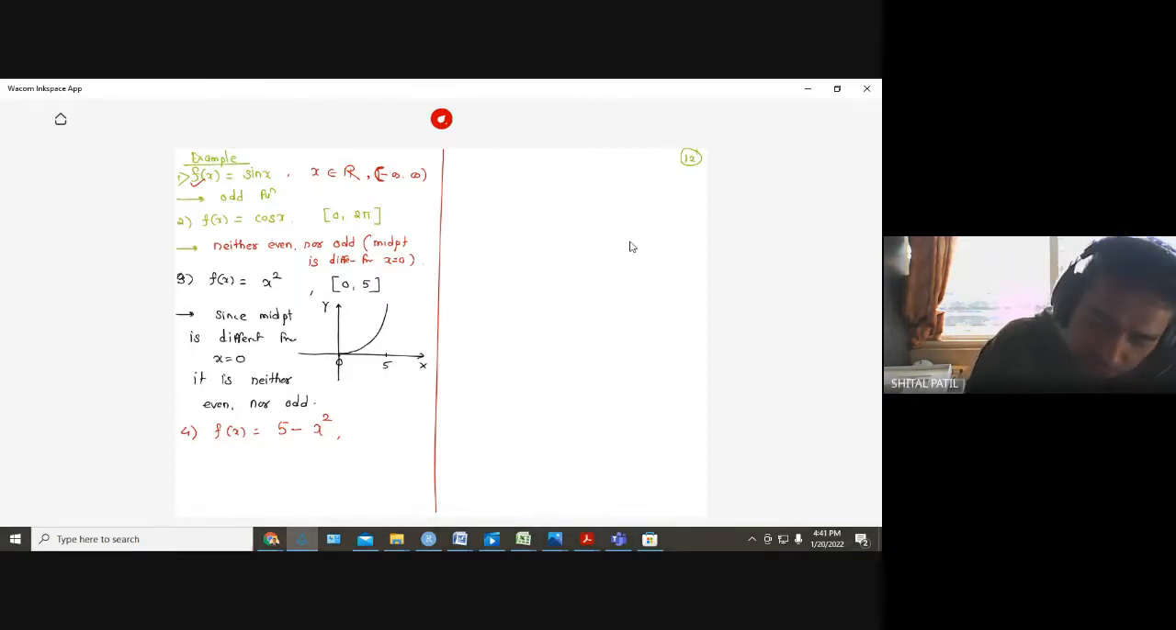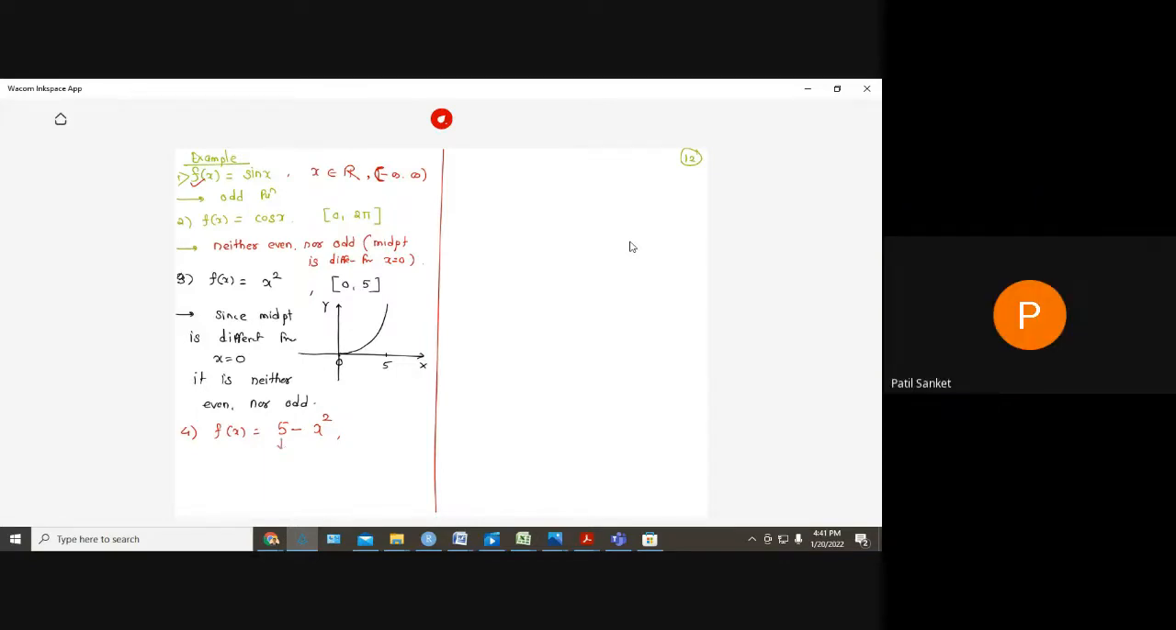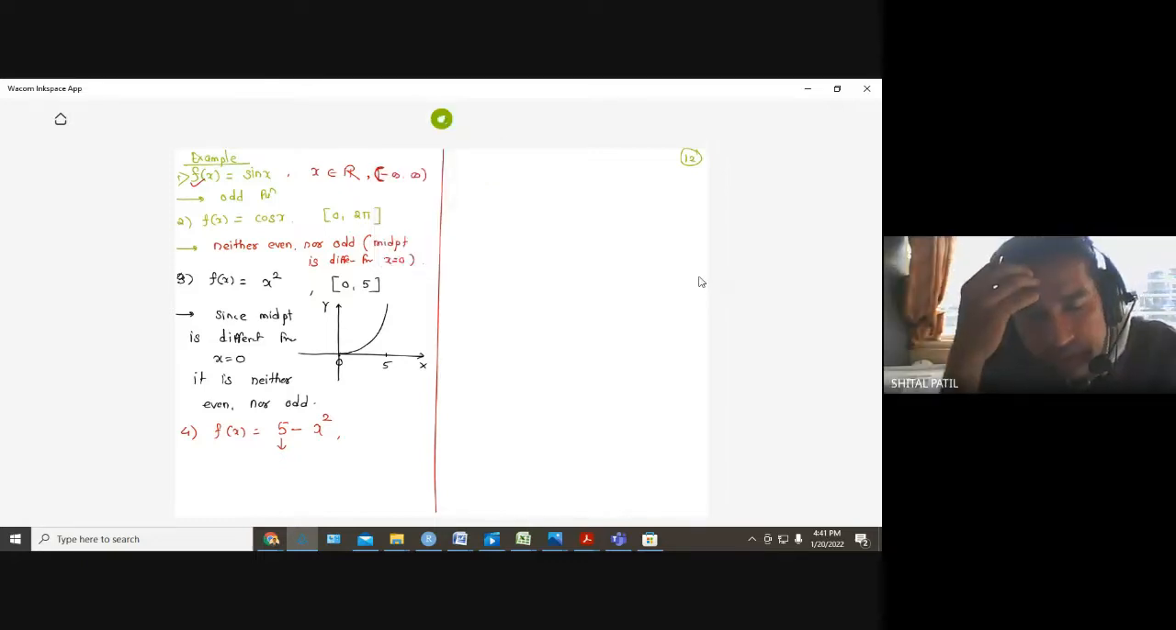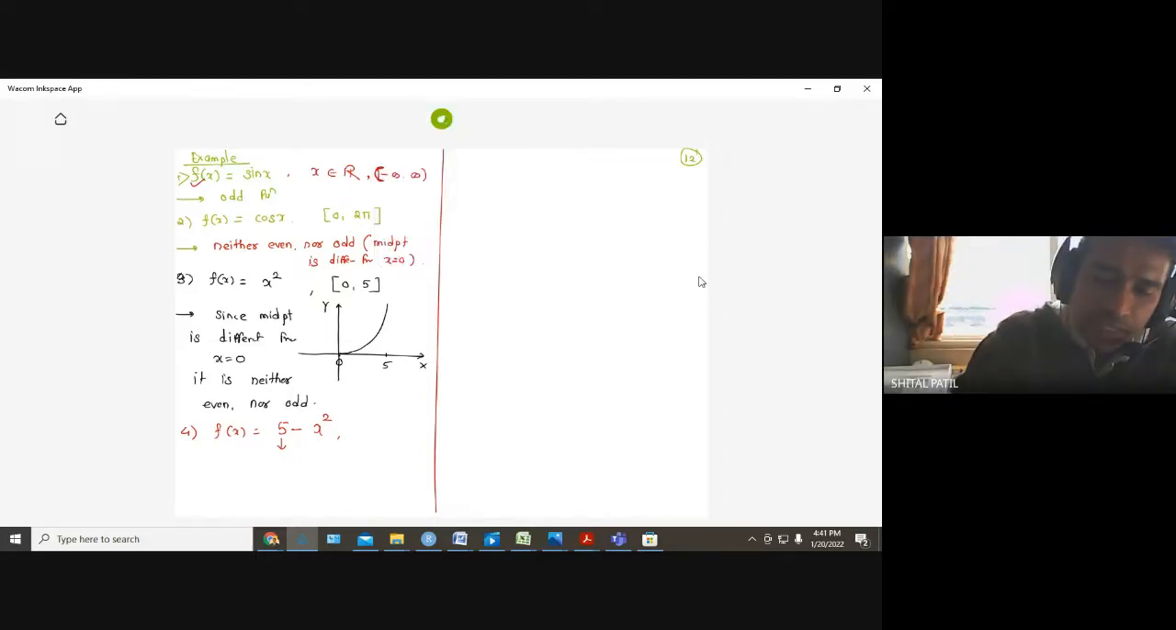Now what about phi u? Is it an even function or an odd function? Neither odd nor even? It is a constant function. A constant number is your function. If there is confusion, I'll write it here, no problem.